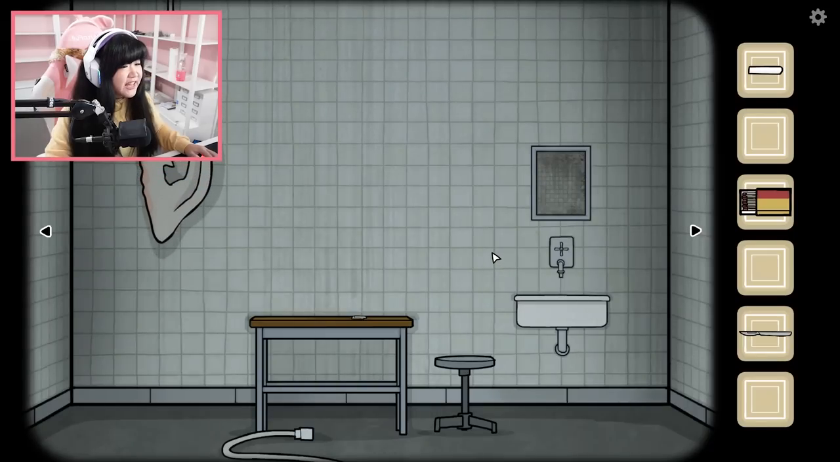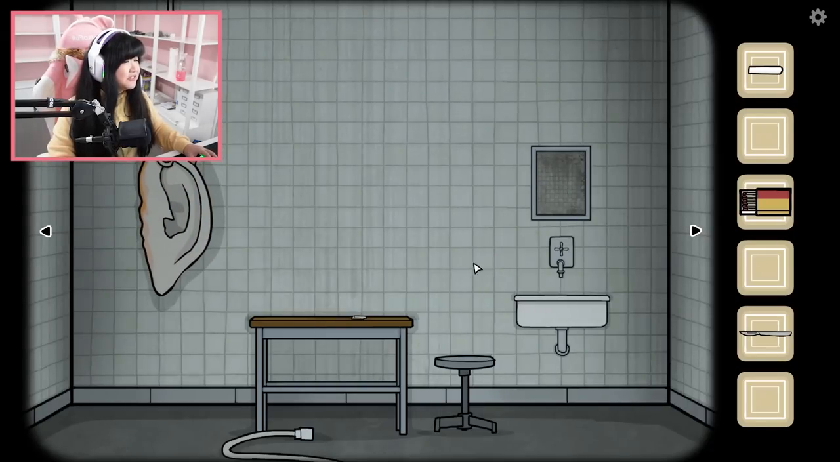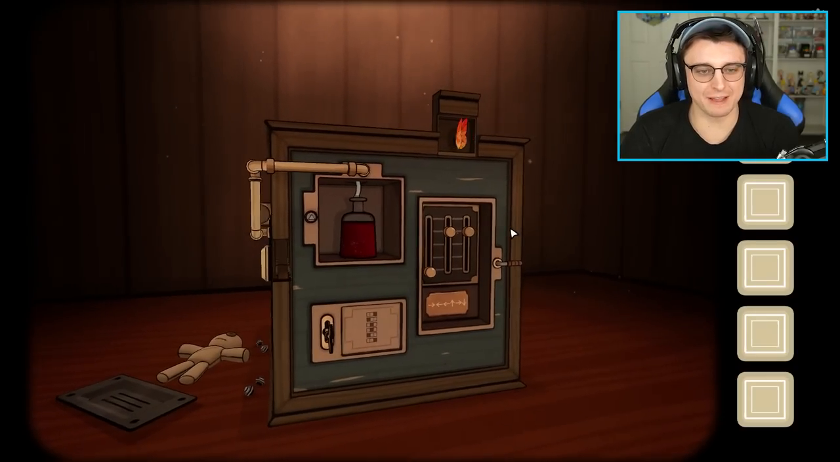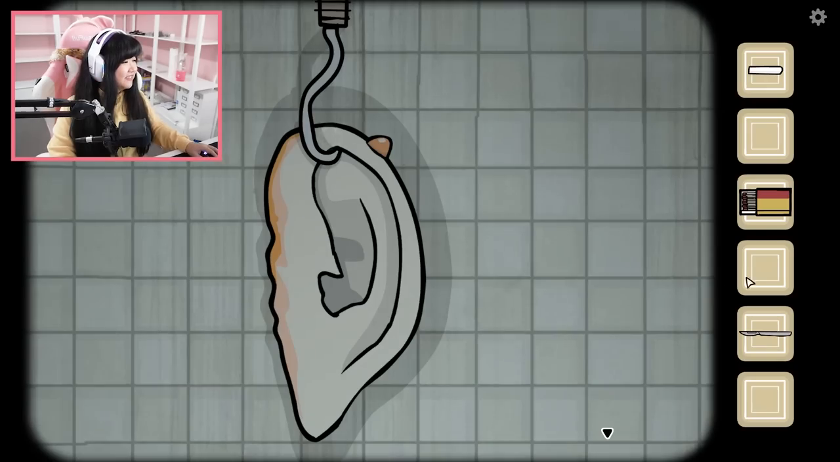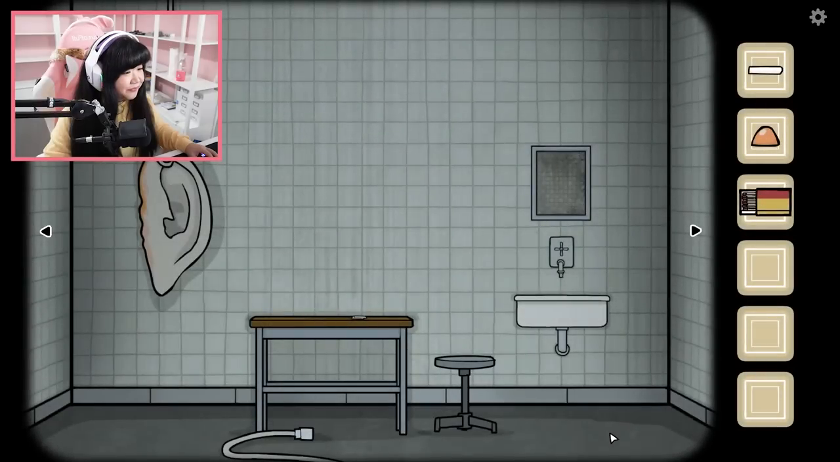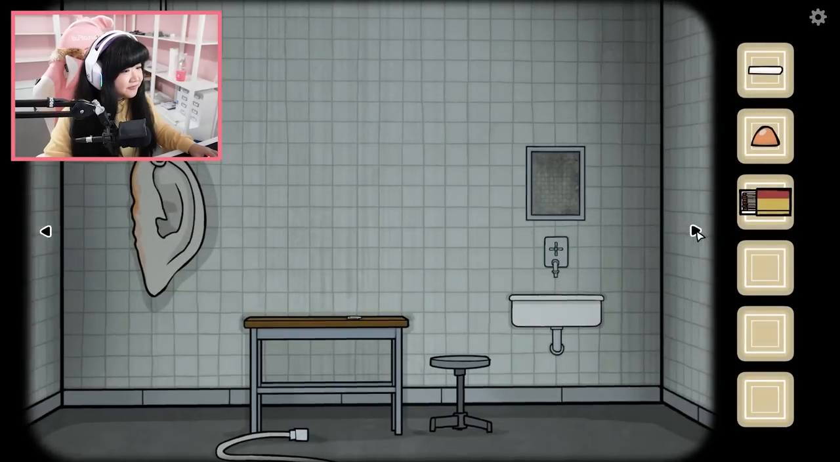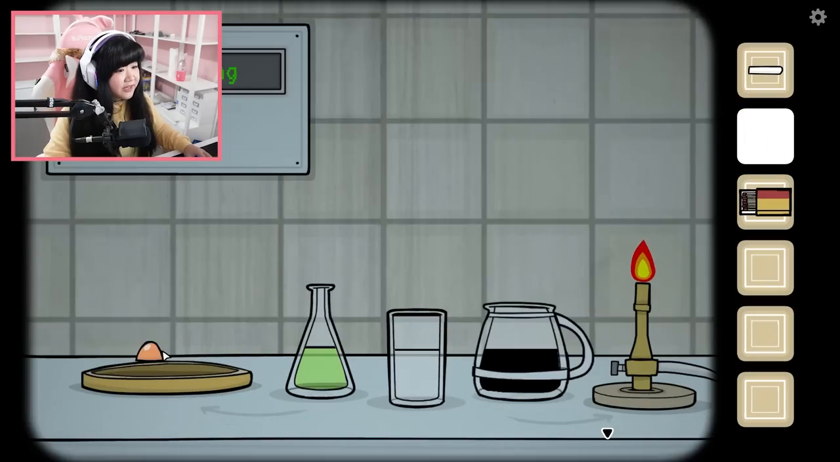Oh, ew, that's a giant ear. Ew, gross. Hey, we're rebuilding a body here. Gross. Okay, scalpel. What? Okay, now what do I do? You gotta put it on the flesh missing. Okay, right there. Oh, gross.